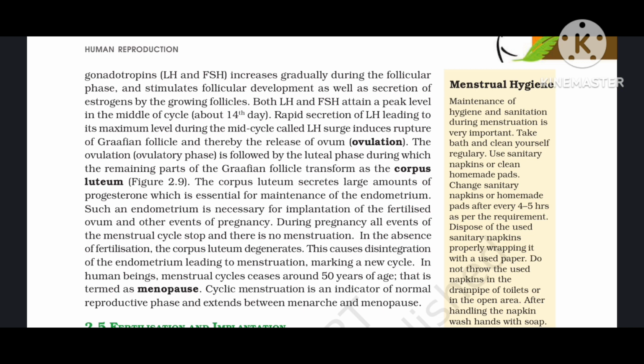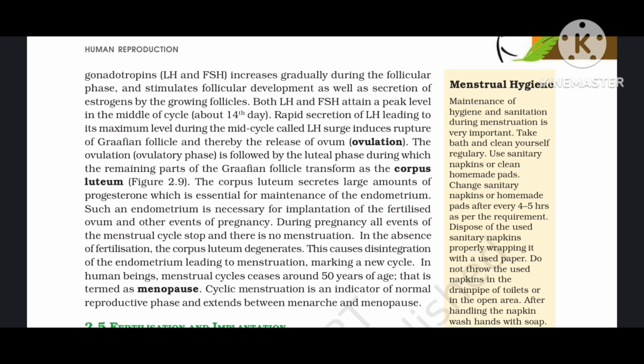Rapid secretion of LH leading to its maximum level during the mid-cycle, called LH surge, induces rupture of Graafian follicle and thereby the release of ovum (ovulation). The ovulatory phase is followed by the luteal phase, during which the remaining parts of the Graafian follicle transform as the corpus luteum. The corpus luteum secretes large amounts of progesterone, which is essential for maintenance of the endometrium. Such an endometrium is necessary for implantation of the fertilized ovum and other events of pregnancy.